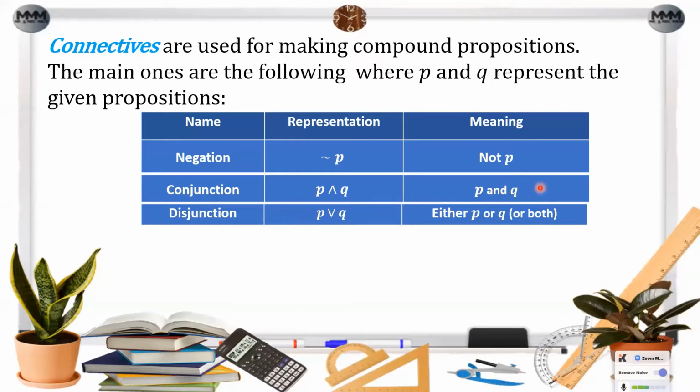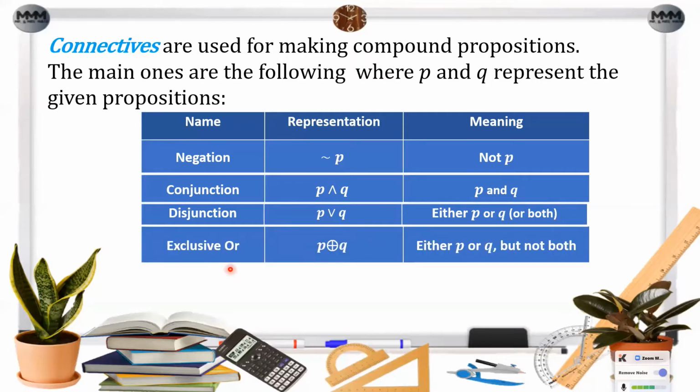Whereas here in conjunction, it is very strict. This will only be true if the truth values of P and Q are both true. So for conjunction, that is the case. For disjunction, it could be either or it could be both.